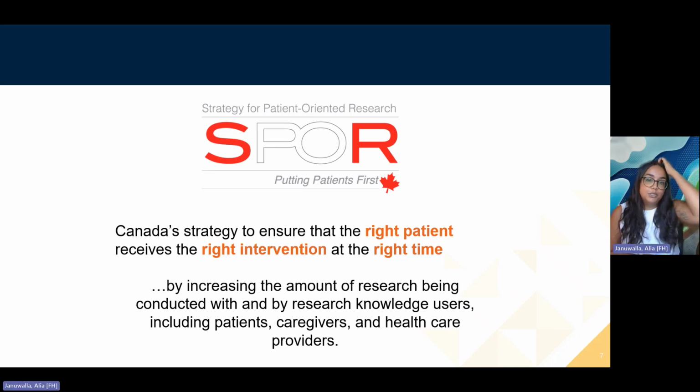And this was Canada's strategy to ensure that the right patient receives the right intervention at the right time by increasing the amount of research that's being conducted with and by research knowledge users. And when we mean research knowledge users, we mean people who are going to be able to use those results and that evidence. And that might mean patients and caregivers for their own health. It might mean healthcare providers for how they're providing care. It might mean healthcare administrators for the types of programs they're developing. It might mean decision makers for the types of policies that they're also supporting.